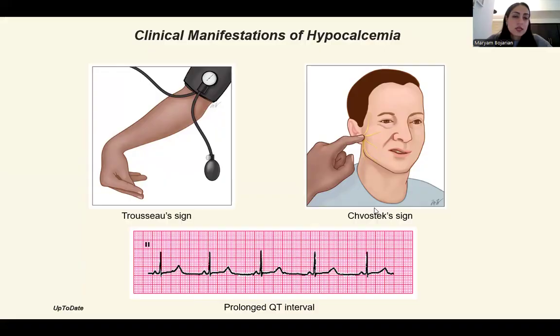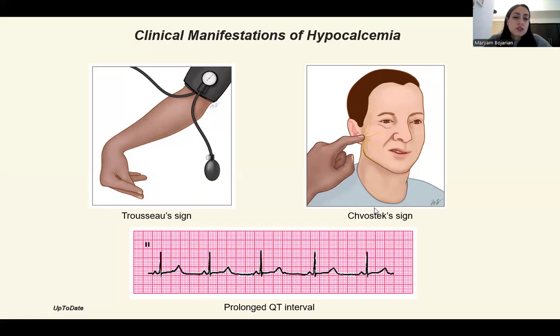Okay, it's important to understand those signs. We have Trousseau sign, which is carpal spasm induced by inflating a blood pressure cuff on the arm. And we have Chvostek sign, which is facial muscle twitching in response to tapping the facial nerve.